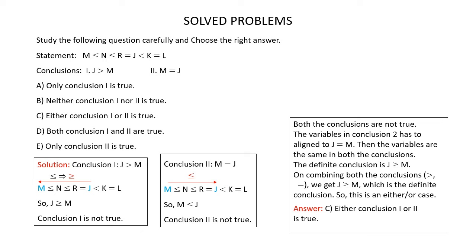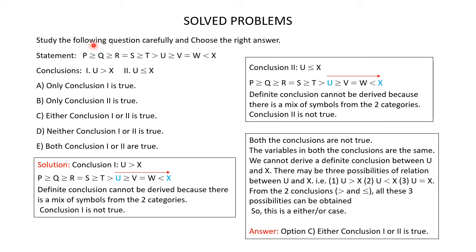Now let's combine both the given conclusions. When the symbol greater than combines with the symbol equal to, we get the symbol greater than or equal to. So on combining both the conclusions, we get J is greater than or equal to M, which is the definite conclusion. So clearly this is an either or case. The correct answer is option C. Either conclusion 1 or conclusion 2 is true.